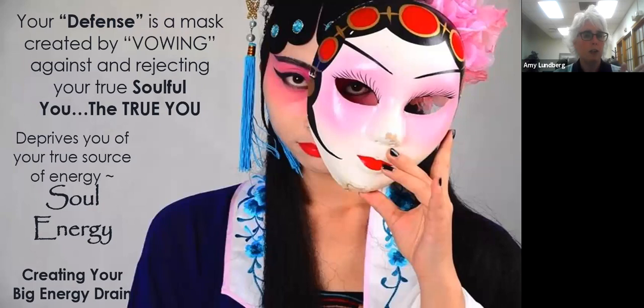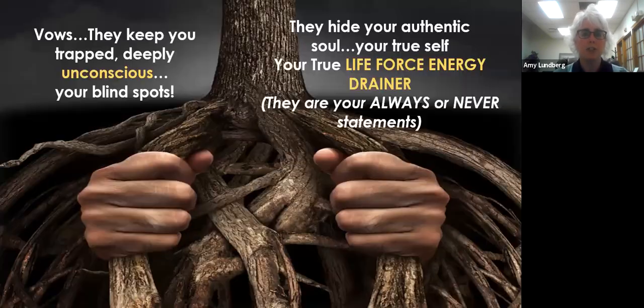Your defense, and I'll get into that, is a mask created by vowing against and rejecting your true self. So my true self was, I felt dismissed, I was angry, but I'm going to show you what vow I carried that kept me in the pouty point. So this vowing deprives you of your true soul energy, and it creates an energy drainer.